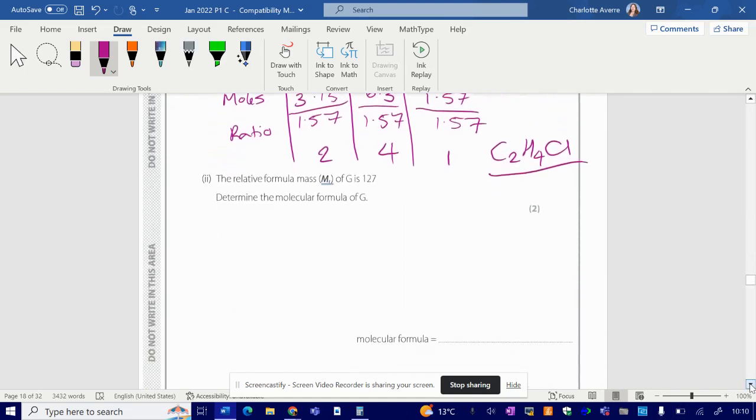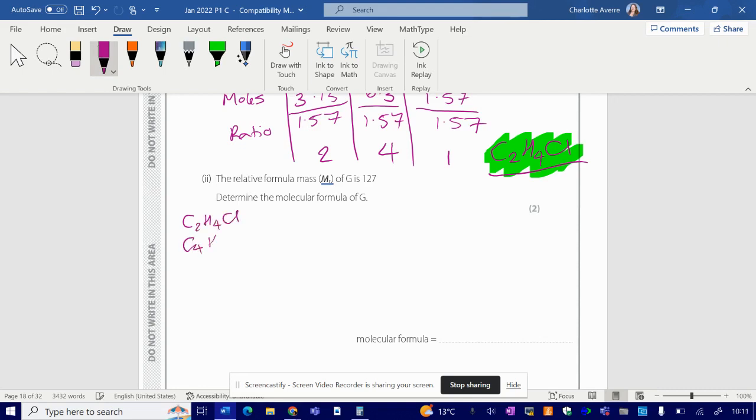Okay, relative formula mass of G is 127. Therefore, discover its molecular formula. So remember, this thing that we've just calculated here is the simplest ratio of carbons, hydrogens and chlorines in the atom. We don't know what the actual ratio is. So it could be C2H4Cl.